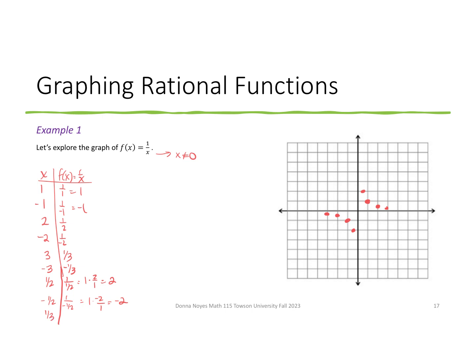Okay, let's try 1/3 and negative 1/3. 1 over 1/3 would give us 1 times 3 over 1, or 3. And likewise, 1 over negative 1/3 would give us 1 times negative 3 over 1, or negative 3. So we've got 1/3, 3, and negative 1/3, negative 3.